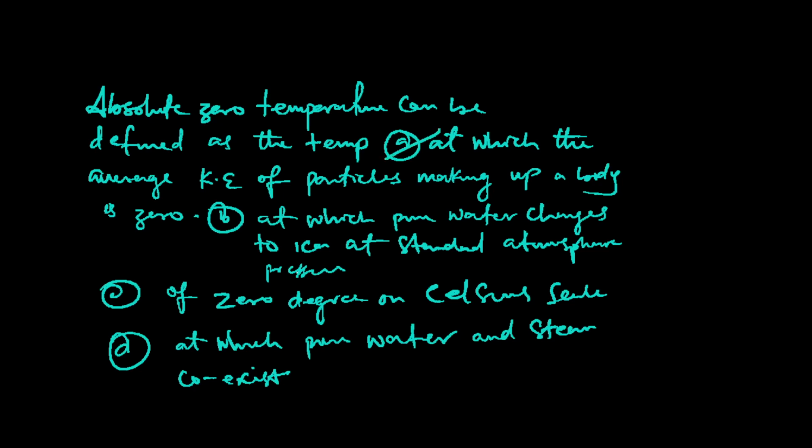Now let me quickly say something about JAMB options. If you look at option B and option C, they cannot be the answer because they are the same thing. They say at which pure water changes to ice at standard atmospheric pressure, which is the same thing as 0 degrees Celsius. So you should always watch out for that, because it will help you eliminate the ones that cannot be the answer, in case you don't even know what the answer should be. Then at which pure water and steam coexist, this can be talking about the triple point that we explained the other time.